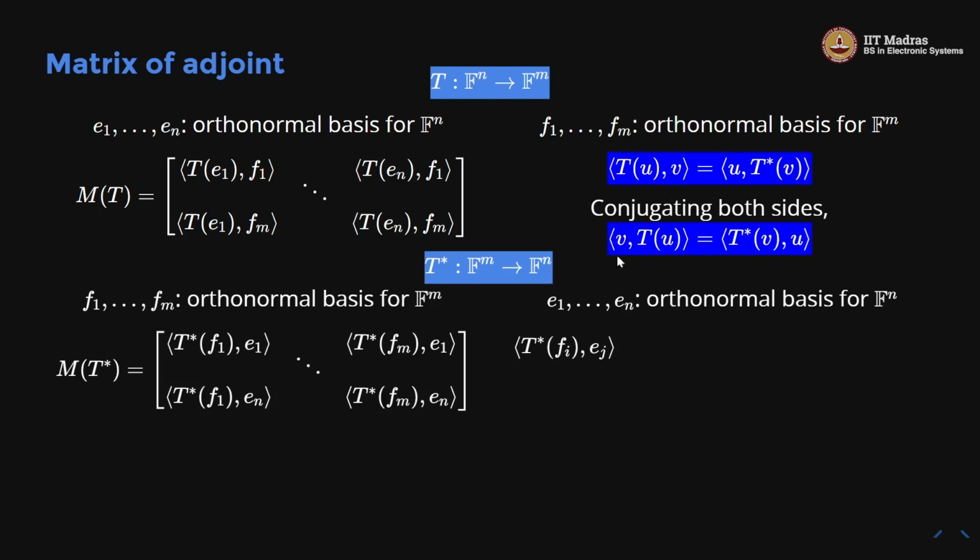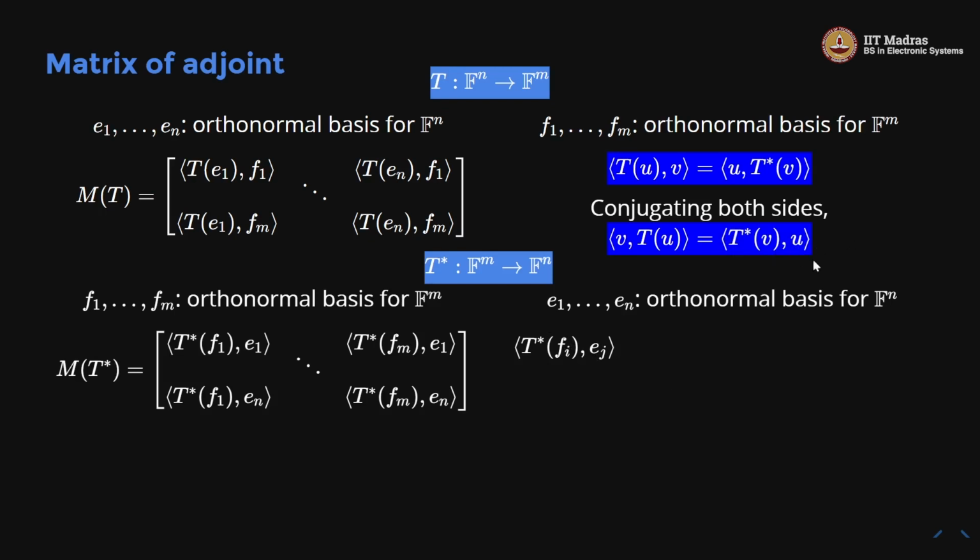It's the reverse, right? So V, T of U is the same as T star of U, V, U. Hopefully you see that because conjugation gives you the reverse. So when you reverse the ordering of the inner product, you get the conjugate of the inner product. So if I conjugate both sides, I get that the reverse is also true. So even in V, T of U, you can take T to this side and you'll get T star of V, U, okay? So here I have T star of Fi, Ej.